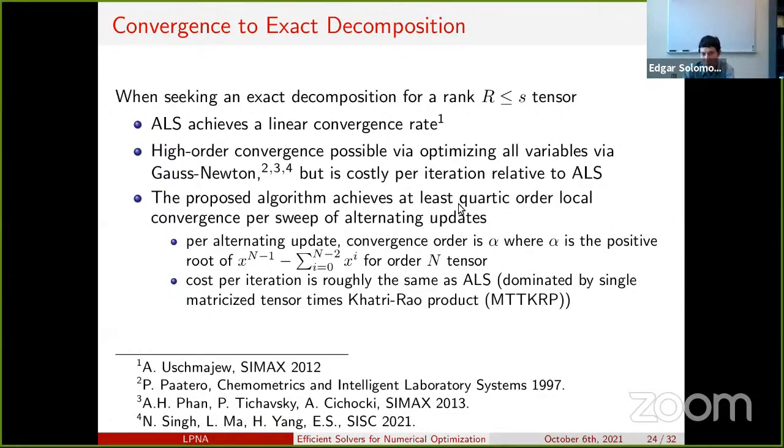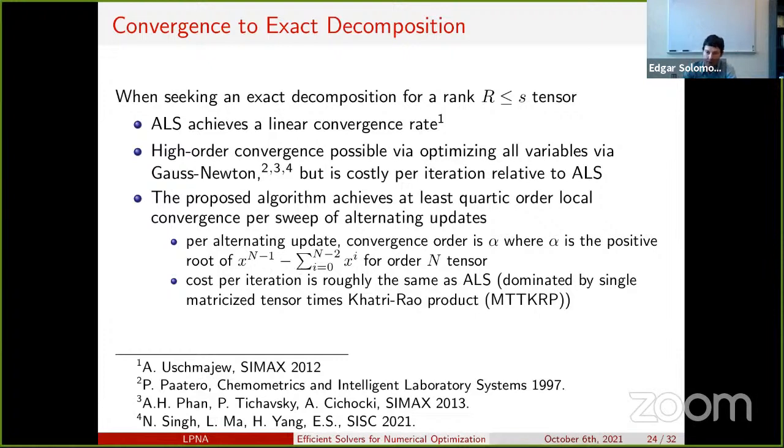The proposed scheme is actually high order for this problem, and it's very high order. If you count the order of convergence per sweep, it's at least quartic, and the order of convergence increases with the order of the tensor. Generally, we can say the order is alpha, where alpha is the positive root of this polynomial for each update, so for every alternating update to each factor. This formula comes from the fact that the error will be the product of all the errors in the other factors.